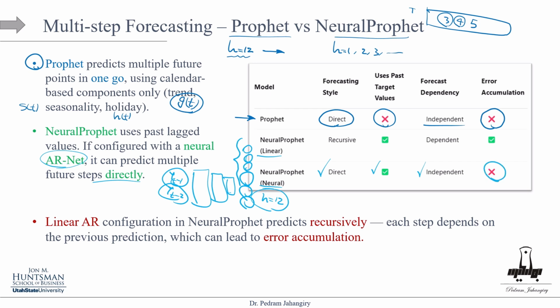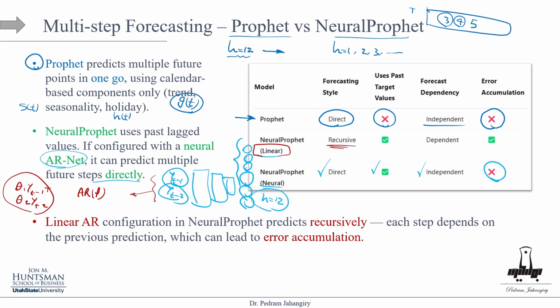However, if you're using NeuralProphet with a linear combination of these lags, right? So if you're using, for example, the AR-P version of that, adding them linearly, like theta 1 times y_t minus 1 plus theta 2 times y_t minus 2, whatever. If you're doing it that way, then your forecasting style is recursive. And because it is recursive, it means that the forecast of tomorrow depends on today.